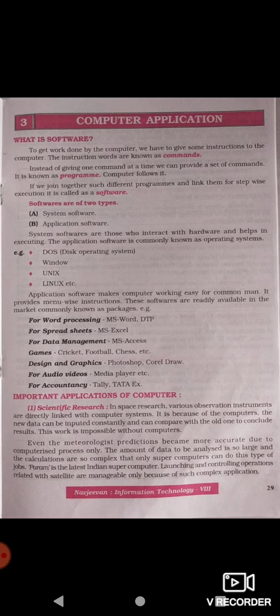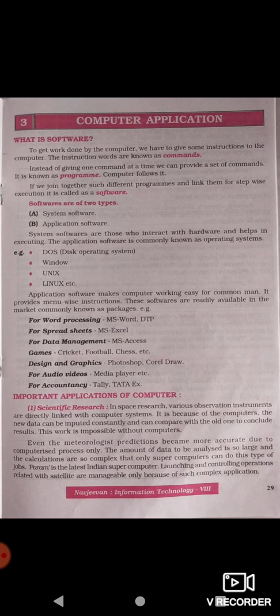So chapter 3, computer application. I'm sure we all are ready by now. Let's read. What is software? To get work done by the computer, we have to give some instructions to the computer. The instruction words are known as commands. Instead of giving one command at a time, we can provide a set of commands. It is known as a program. The computer follows it. If we join together such different programs and link them for stepwise execution, it is called a software.